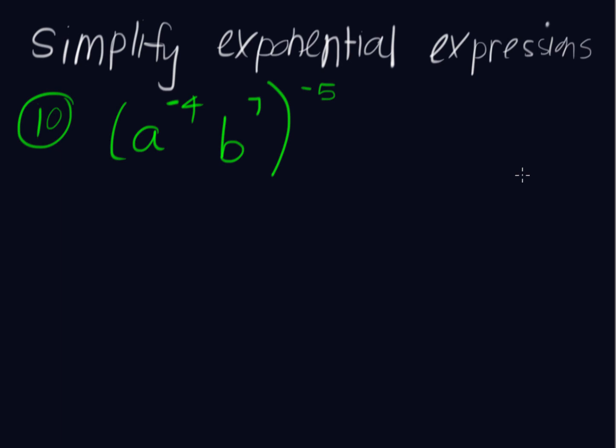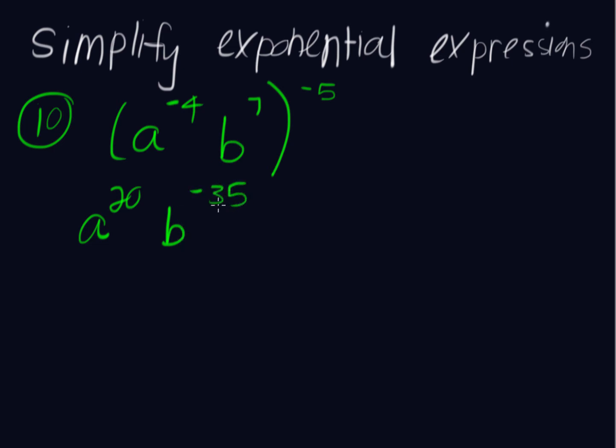In example 10, we have a to the negative 4th, b to the 7th, and the whole thing is raised to the negative 5 power. So with simplifying the exponential expressions, our first step is to clear the parentheses. And this is the first example, in a few examples, that we're actually getting to use that first step of clearing the parentheses. So when I have a variable to a power and it's raised to a power, I keep the variable and I multiply the exponents. So negative 4 and negative 5 give me positive 20. And the same rule goes for the b to the 7th. It would be b to the power of 7 times negative 5, which is negative 35.